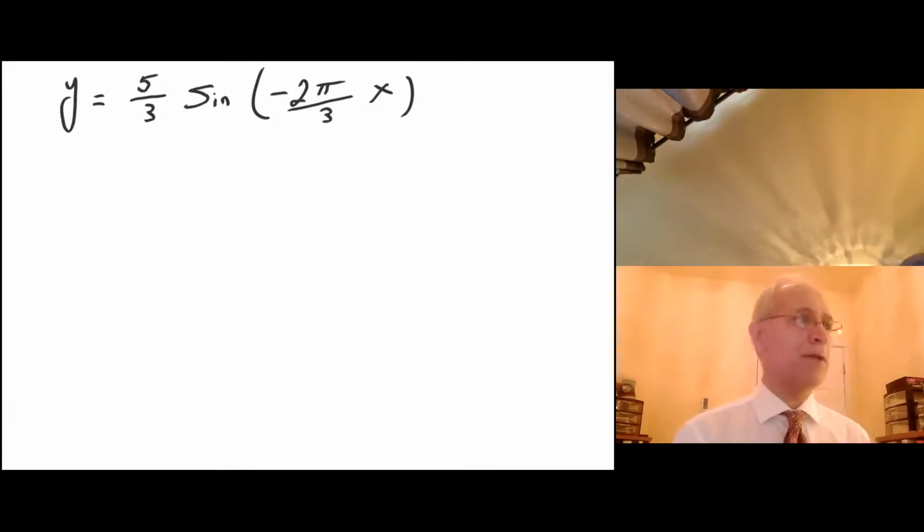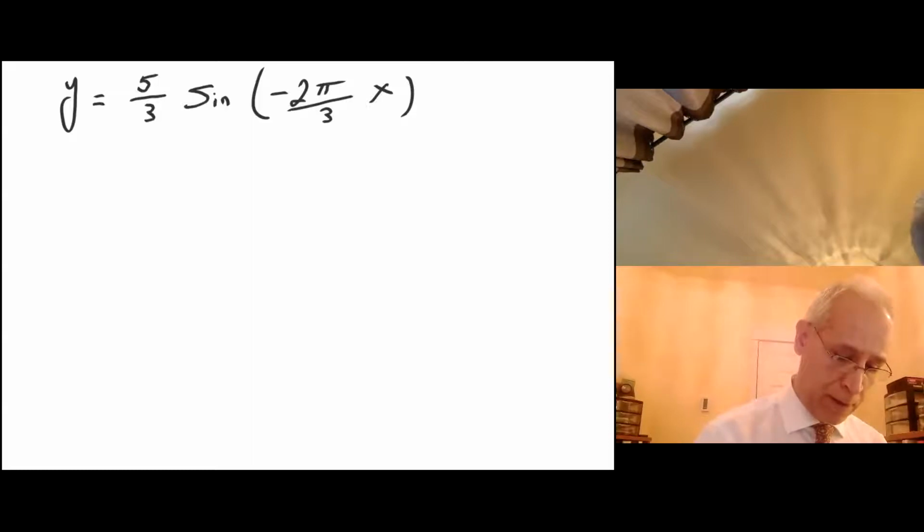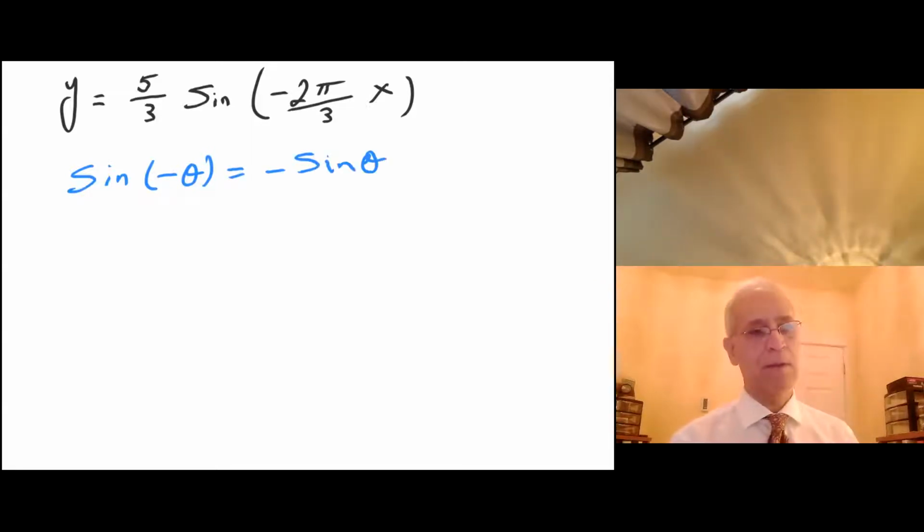so I think for this particular problem, it's best to remember that sine is an odd function. Remember in Math 141, we learned that sine of minus theta equals minus sine of theta. So sine of negative 2 pi over 3x equals negative sine of 2 pi over 3x.